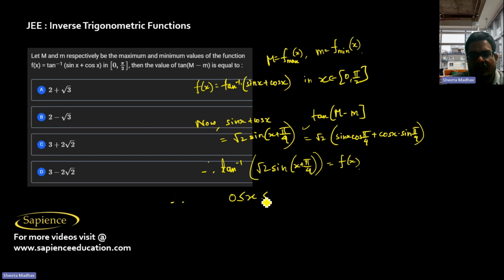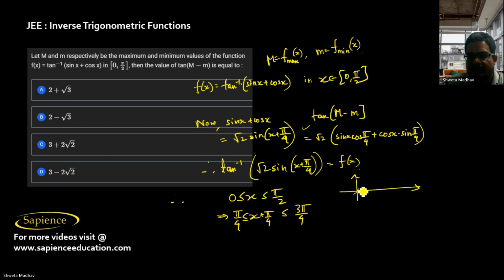So now here x is going from 0 to pi by 2. X is more than or equal to 0 and less than or equal to pi by 2. So x plus pi by 4 will go from pi by 4 to obviously 3 pi by 4. Now for the sine function, if I take the graph of sine y versus y, it is like this. When y is equal to pi by 4, it is somewhere here. And this is pi by 2, and 3 pi by 4 is somewhere here. So here the maximum value of sine y is at pi by 2.